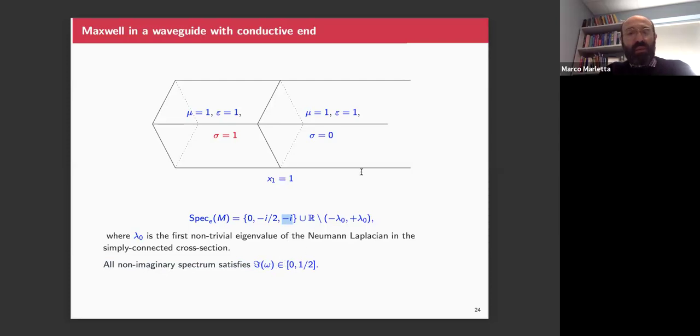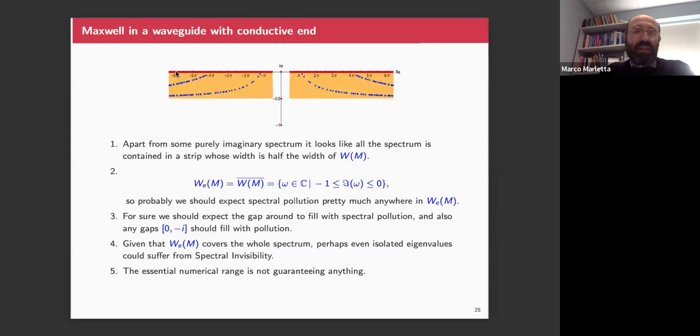So if we go to a picture, the essential numerical range here would be a strip that covers all the way from minus infinity to plus infinity, all the way down to minus i here. The actual spectrum is plotted, and you can see there's a lot less.